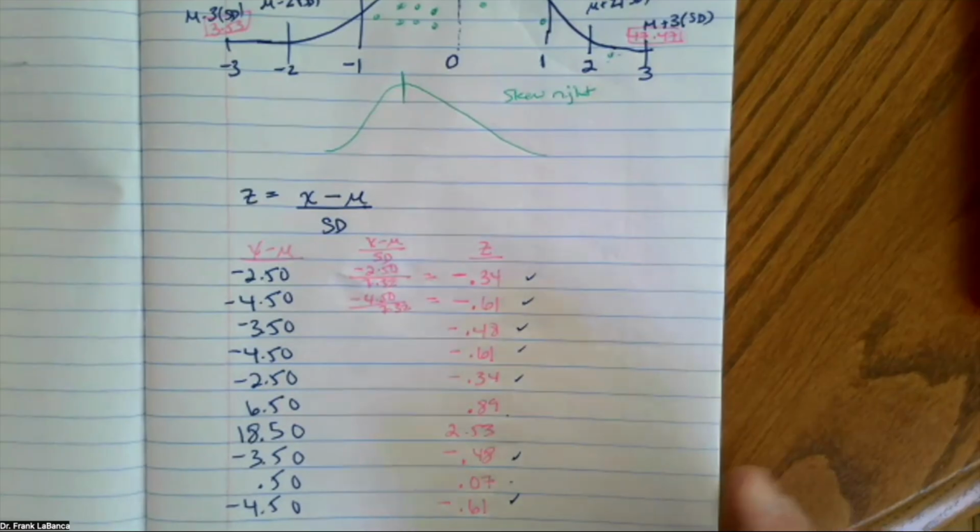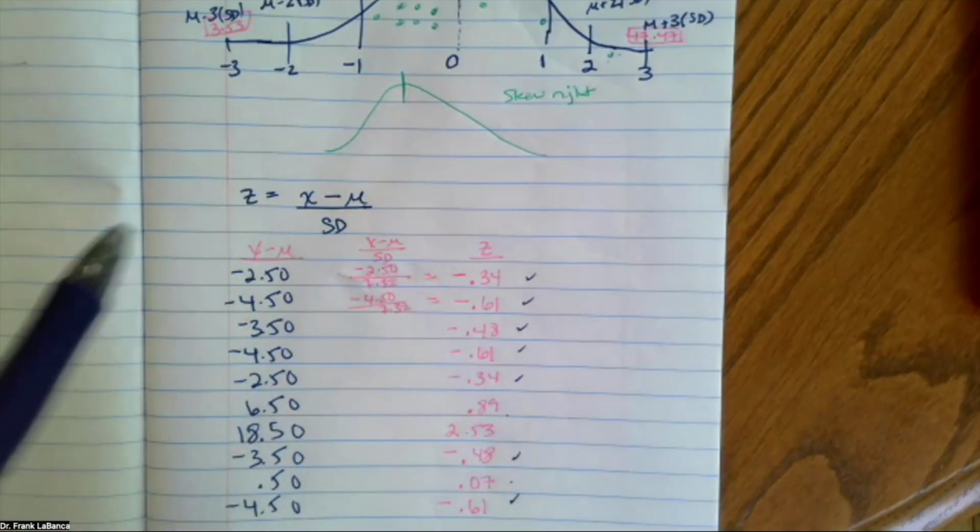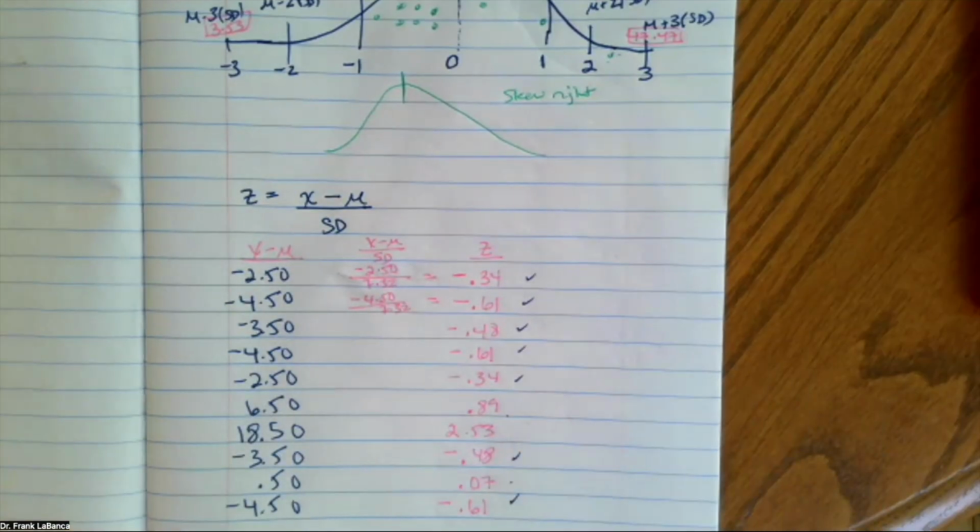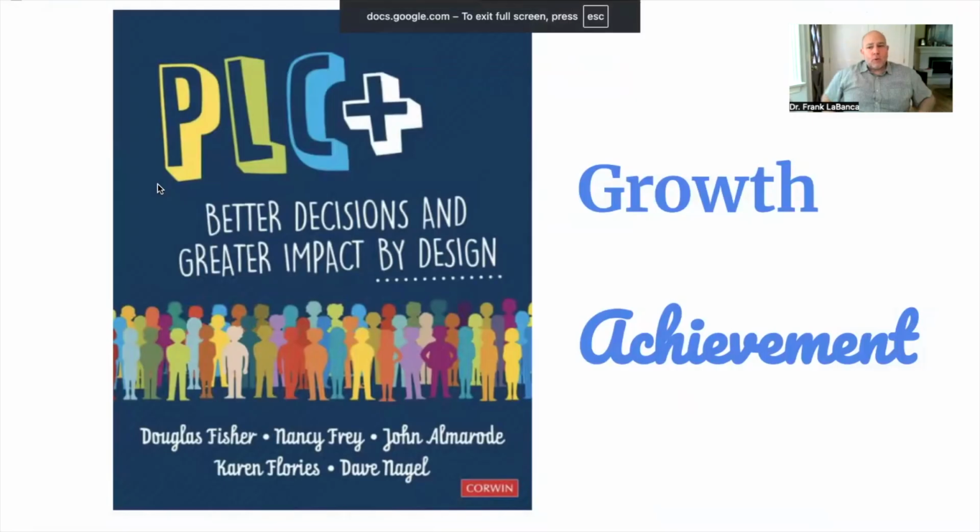And you might say to yourself, well, what is a z-score good for or used for? Let me give you a very practical example of what z-scores might be used for. So I'm going to share with you a really great practitioner's book that came out, I don't know, 7 or 8 years ago. It was called PLC Plus, Better Decisions and Greater Impact by Design. And it examined the idea that PLCs could be more productive if we looked at data in a reasonable way.